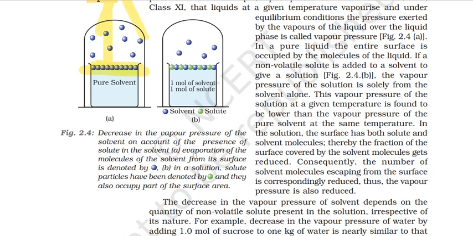When it comes to solutions, you'll have some molecules of solute as well, so the solvent will decrease, but only the solvent will vaporize because you are adding a non-volatile solute, so eventually vapor pressure will decrease. The vapor pressure of the solution at a given temperature is found to be lower. In the solution, the surface has both solute and solvent molecules, fine? Thereby, the fraction of the surface covered by the solvent molecules gets reduced. Consequently, the number of solvent molecules escaping from the surface is correspondingly reduced. Thus, the vapor pressure is also reduced.